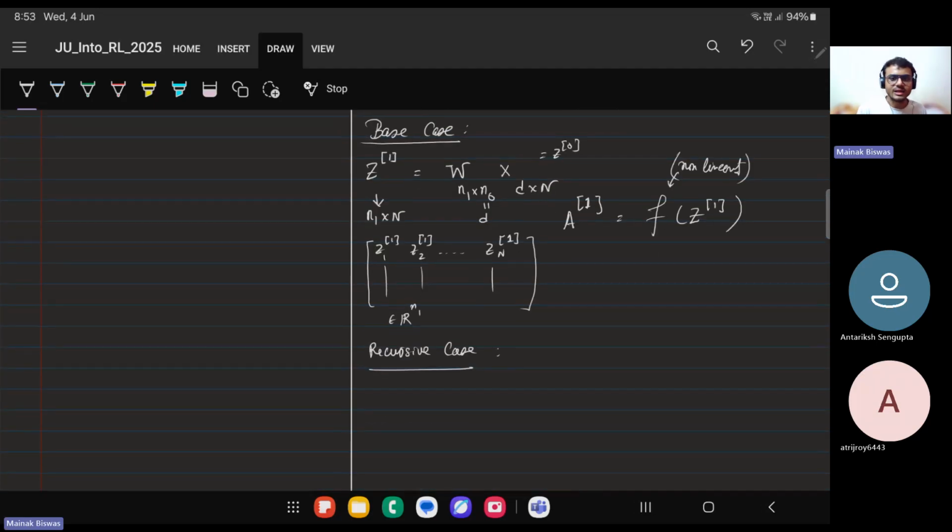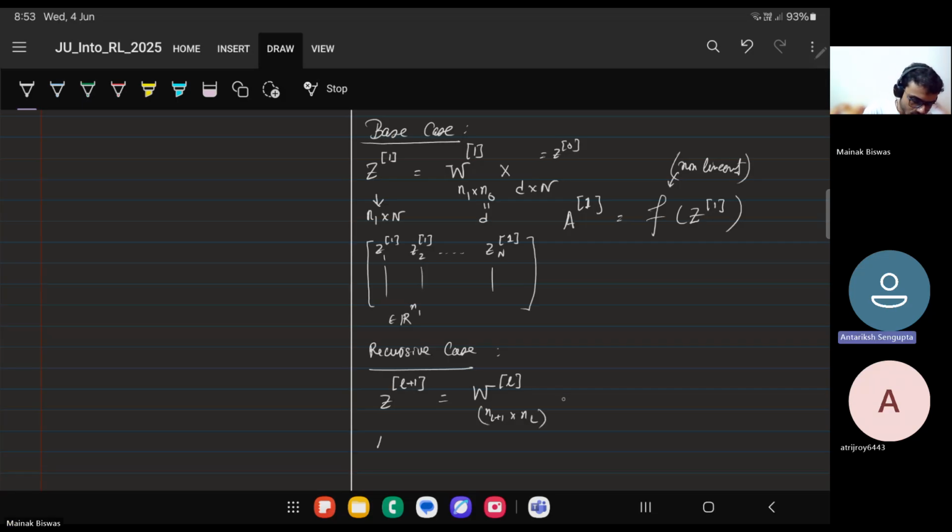So the recursive case will be, tell me what would be the recursive case? Z(L+1) can be written as W into, we have defined N_{L+1} cross N_L, into F of ZL. Correct, that is AL, right? Yeah, AL.